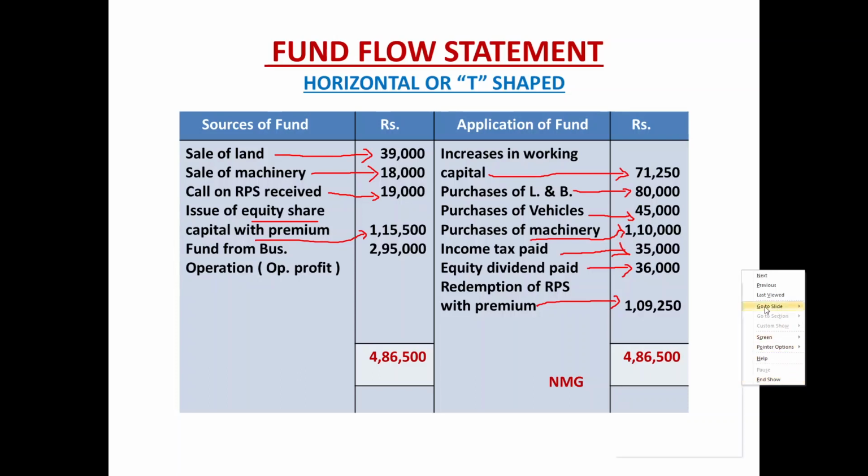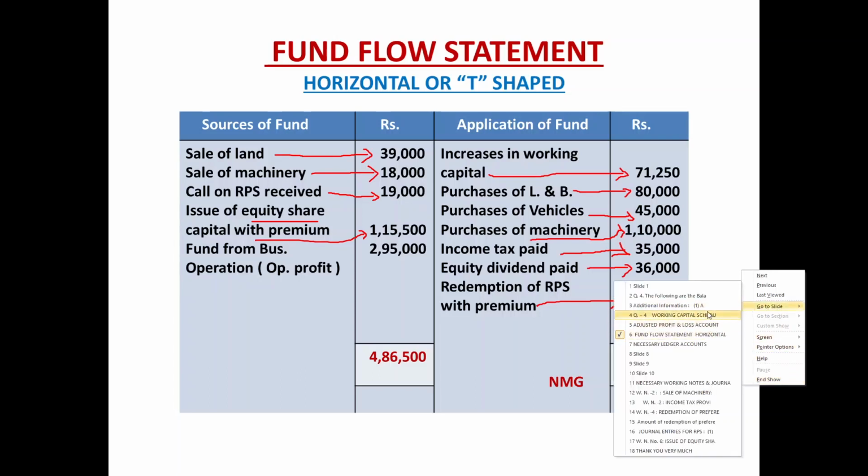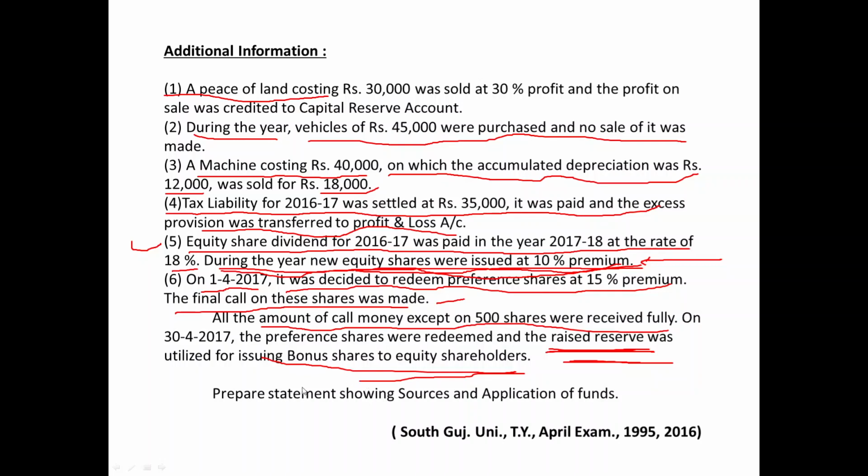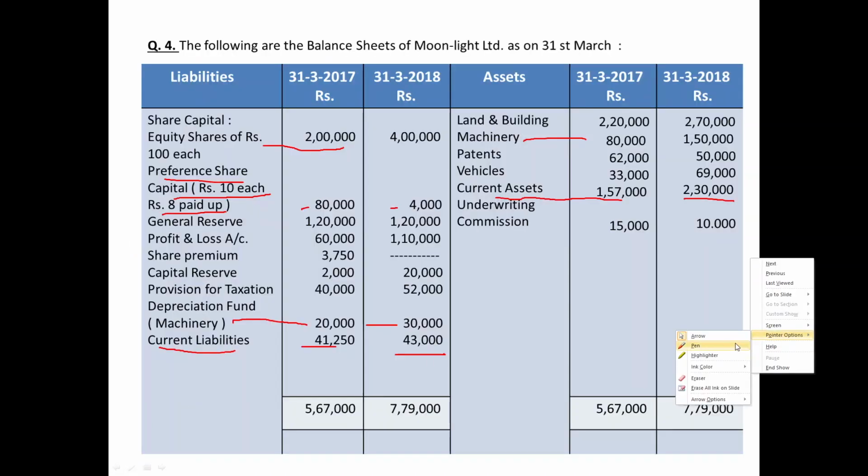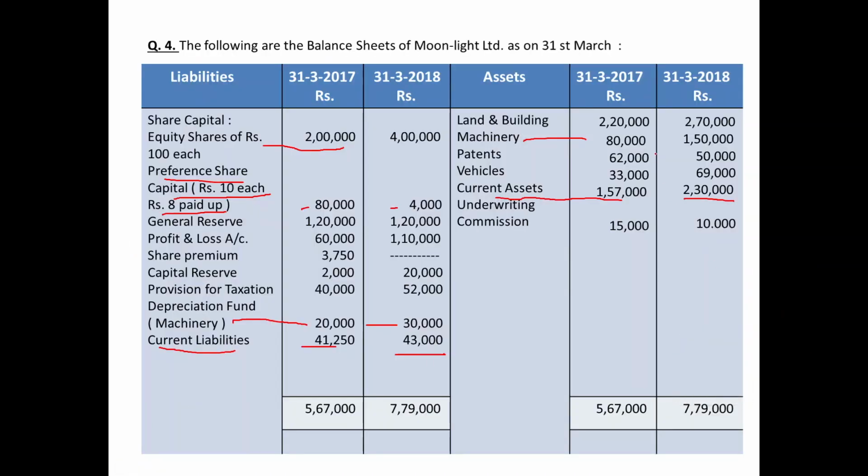Let us verify the additional information once again. Now nothing is left. All points of additional information are over. Let us verify the balance sheet for the remaining items of the question. Land and building already over, machinery over, patents. You know, something is there.